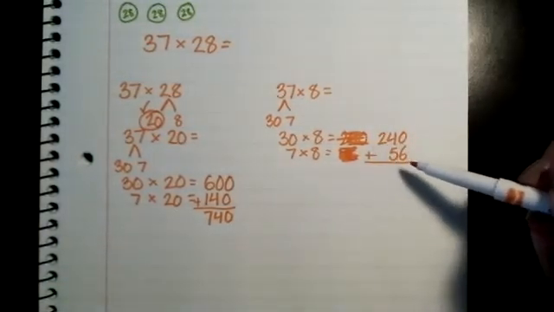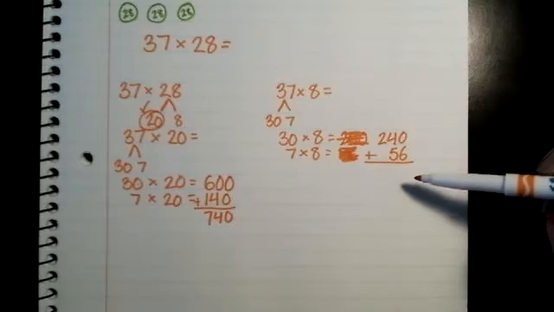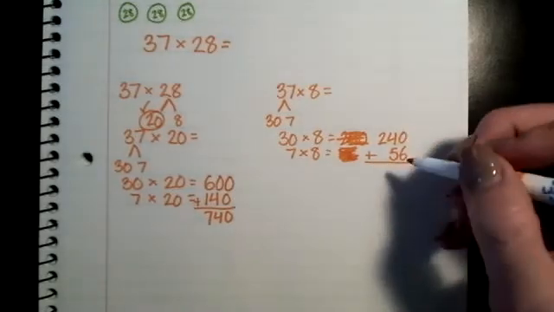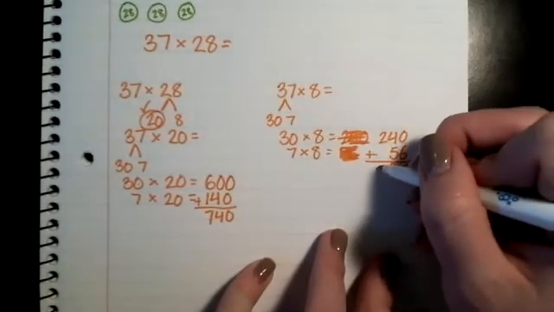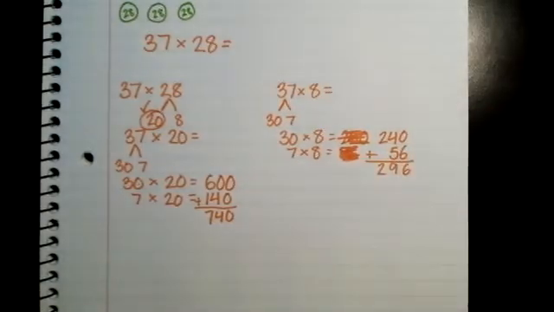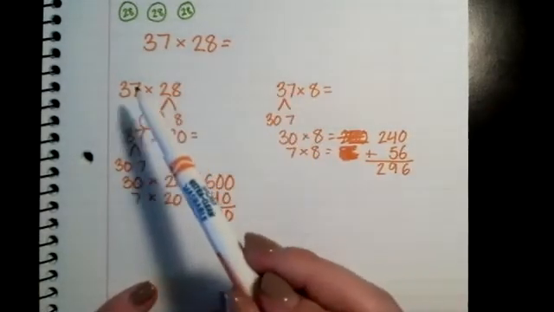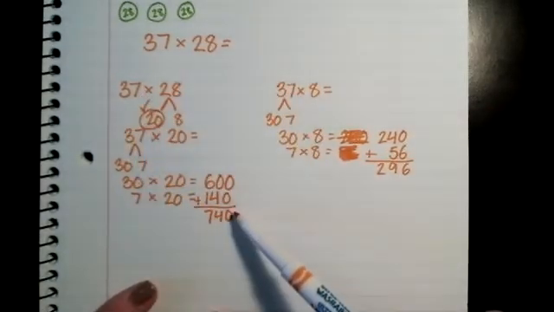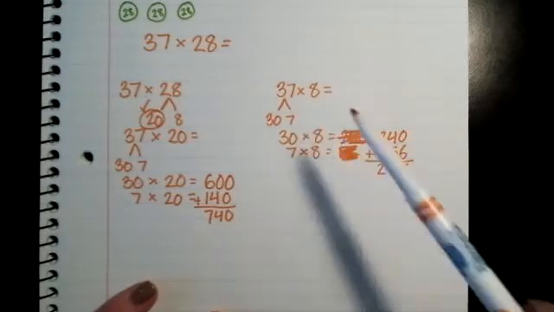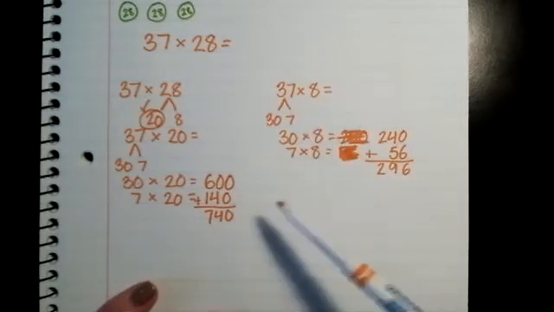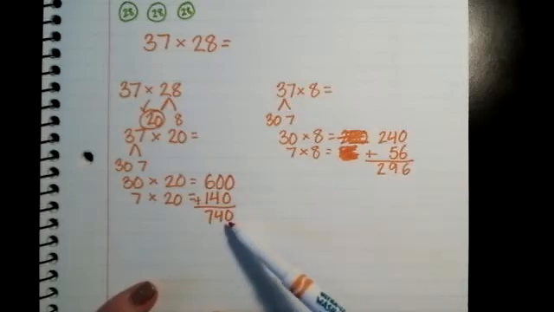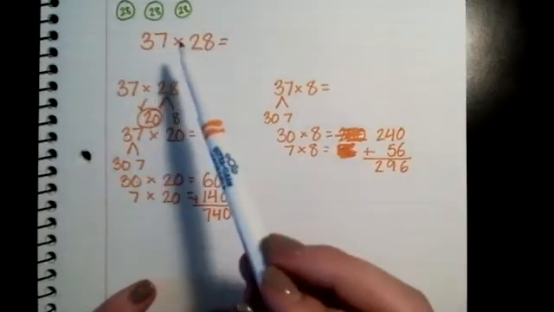Okay, so I've got 240 and 56. Now I can add these up. 6 plus 0, 5 plus 4, and 2 plus nothing, 296. All right, so when I did 37 times 20, I got 740. When I did 37 times 8, I got 296. So my final answer means I need to add these up, okay? Because these are both sections of one problem.